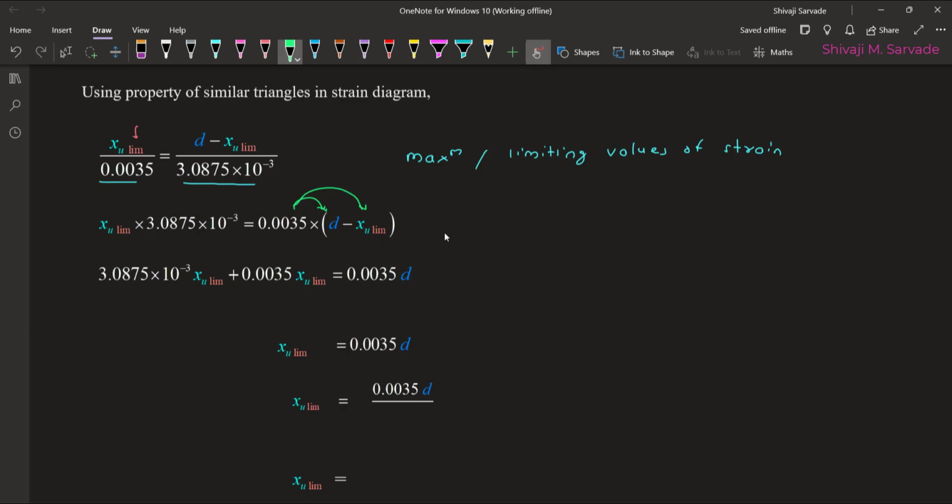Now this Xu limiting term is now minus, so I can send it to the left hand side. So we have this term, which is 3.0875 into 10 raised to minus 3 Xu limiting, plus, because this minus was sent to the left hand side, 0.0035 Xu limiting. This is equal to 0.0035 times D. Now I am interested in the addition of these two, which will give me some value that I can later compare with this.